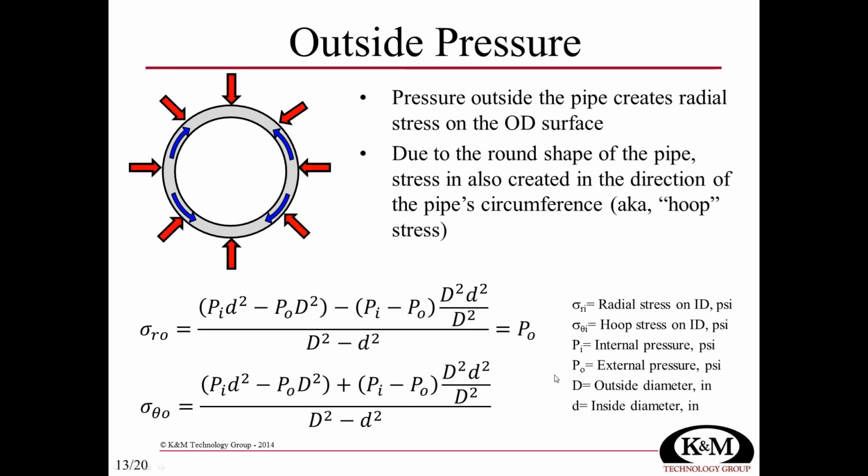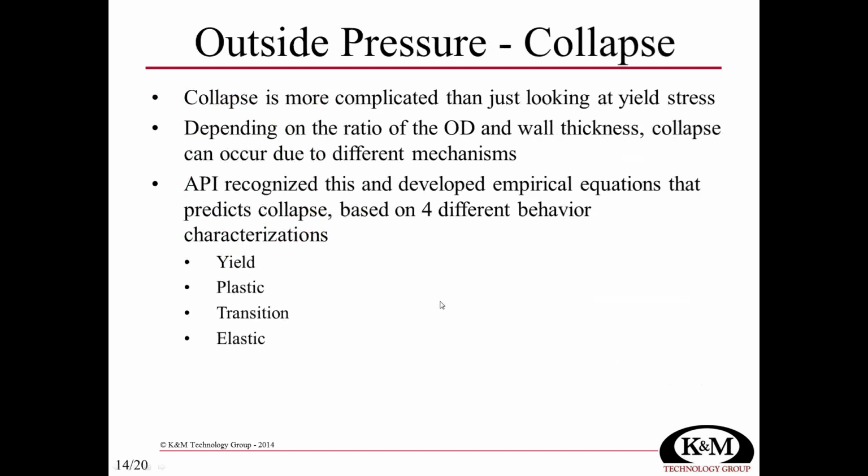Now, outside pressure, a little bit different effect here. We're trying to collapse the pipe as opposed to burst the pipe. And these are the equations that we use for figuring out the radial stress on the outside and the hoop stress on the outside. The one caveat here is these equations don't necessarily tell you what your collapse load is. Collapse is a little bit more complicated. It turns out that collapse is more of a stability problem than it is a yield problem. It just depends on the dimensions, how big the pipe is and how thick the wall thickness is.